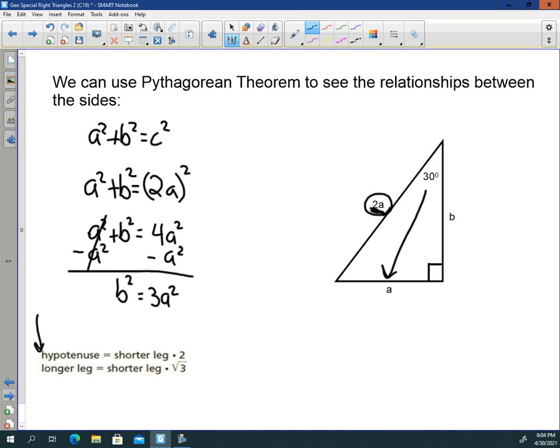Now if I want to figure out what b is, I just take the square root of both sides. I can take the square root of b squared, and that's b. And I can take the square root of 3a squared, and I can separate that out: square root of 3, square root of a squared. And then the last step is to tell you that b, this other leg, the longer leg over here, is a times the square root of 3. And that's how we get that whole thing out of the Pythagorean theorem.